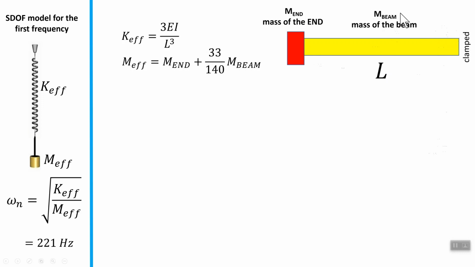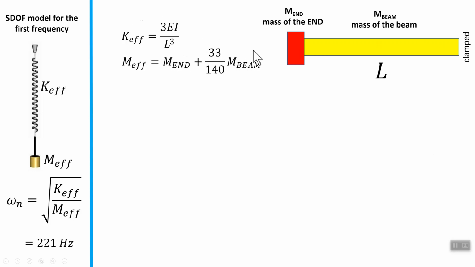Okay, mass of the beam, M beam, and the lumped mass is exactly at the free end, it's attached immediately on the left side to the beam, with the lumped mass of M end. Okay, now the stiffness of this beam in the vertical transverse direction comes from strength of material formulas, which is 3EI over L cubed.